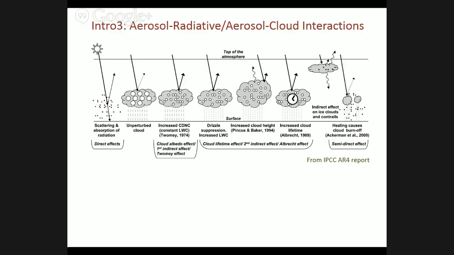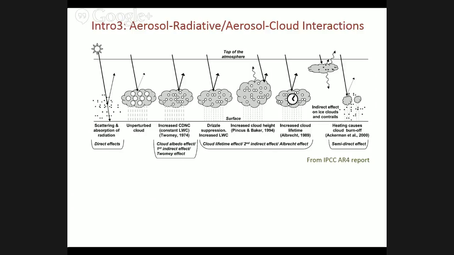So to summarize this part, when you have more cloud condensation nuclei, your effective droplet size reduces in a cloud, and the reflectivity of the cloud will increase, which will reflect back more of the incoming solar radiation. And so this is called the first indirect effect.